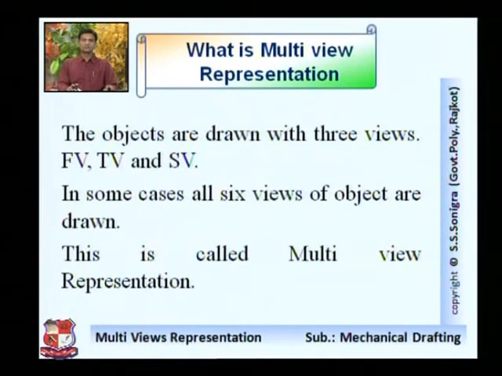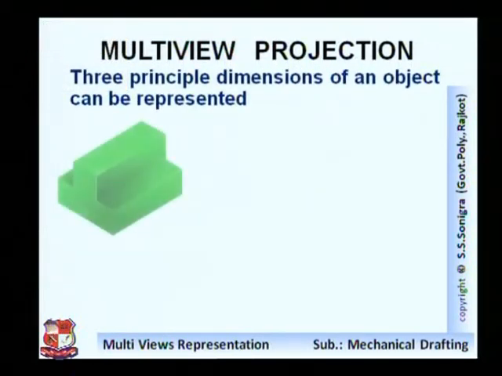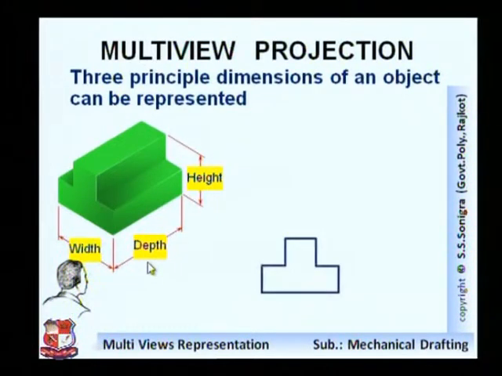In general, two views are enough to represent simple objects. Three views are needed for somewhat complicated objects, and six views are needed for very complicated objects. What is multi-view projection? Three principal dimensions of an object can be represented like this. This is the object, which has width, depth and height. An observer is looking from here. If the observer is looking from here, then its front view would appear like this.